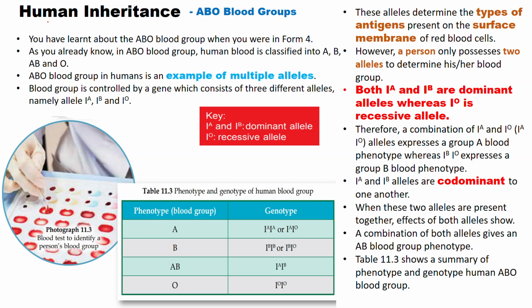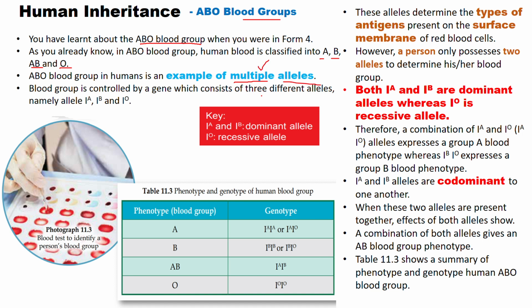Okay, in this video, we are going to look at human inheritance, the ABO blood groups. As you have learned in Form 4, do you still remember the ABO blood group? Human blood is classified into 4 groups, which are A, B, AB, and O. And this ABO blood group in humans is an example of multiple alleles.